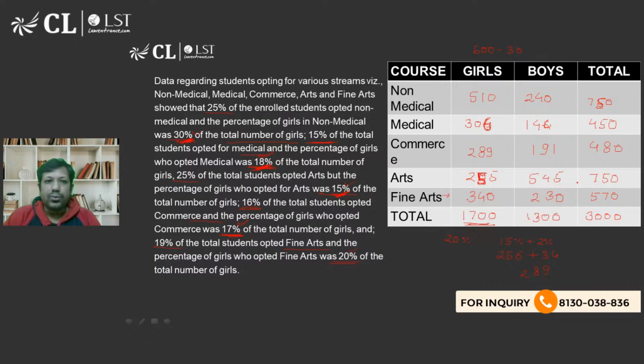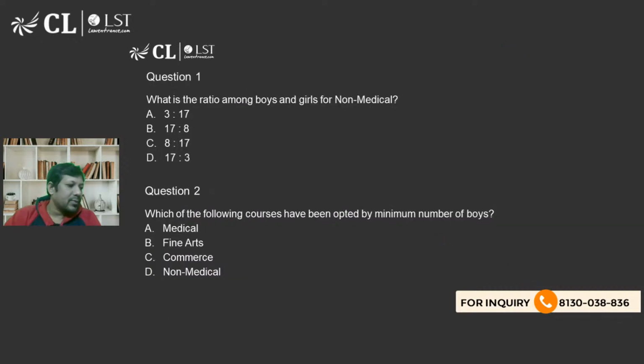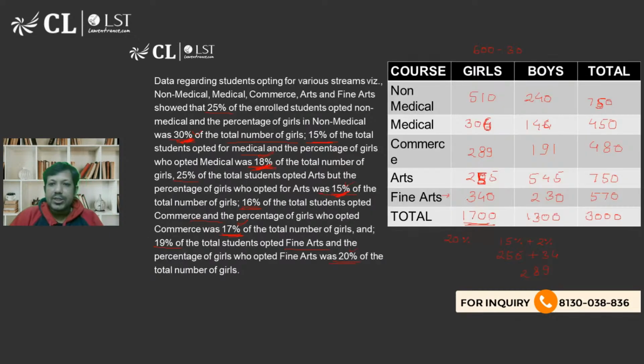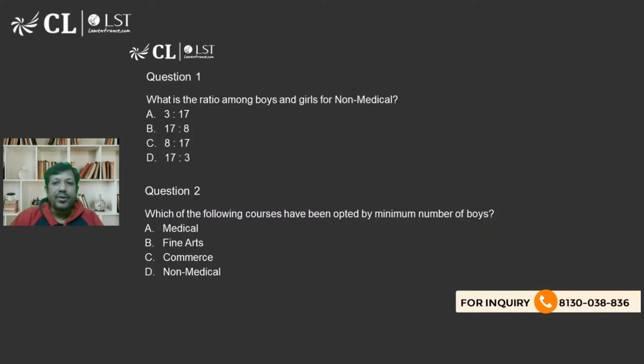Now let's move on to the next question. What is the ratio among the boys and girls for non-medical? Thank you, Priyanshi, for the correction. So what is the ratio of boys and girls in non-medical? That is going to be 510 is to 240. So boys and girls is going to be 240 is to 510. So 0, 0 cancel out. 3 is 8. Then it is going to be 17. So the answer of this question is going to be option C.